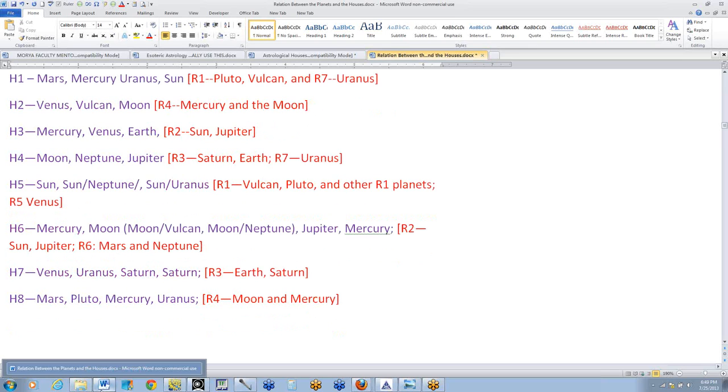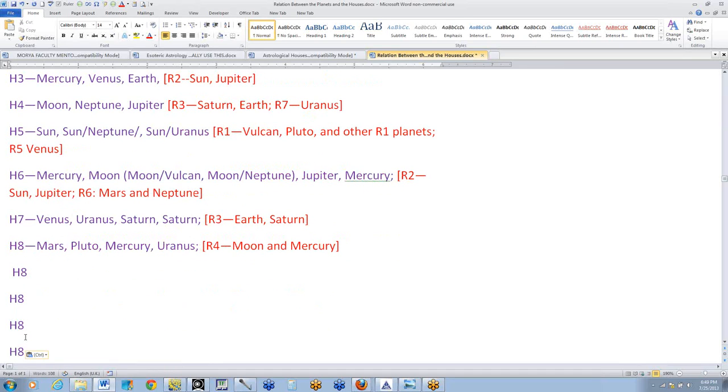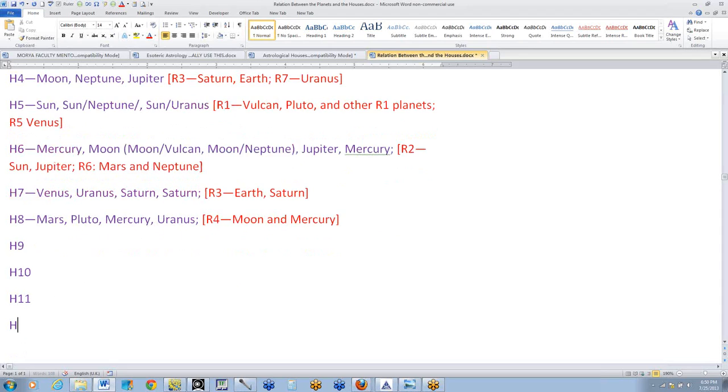All right, now let's go back to what I'll do here is prepare the matter. 1, 2, 3, 4. And we'll make this house 9, house 10, house 11, and house 12. All right, so the rulers of Sagittarius are Jupiter, Earth, and Mars.